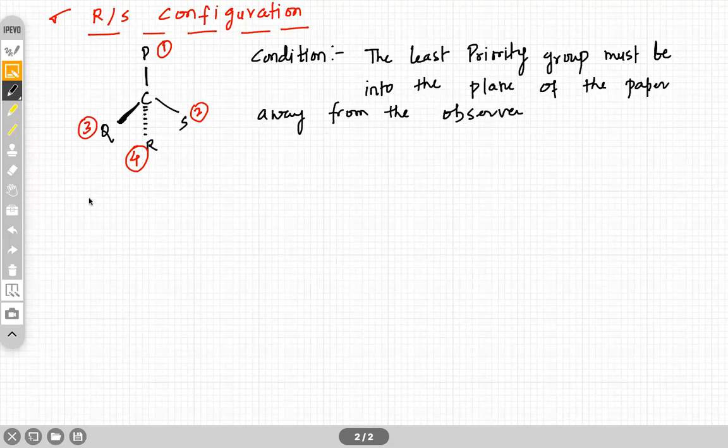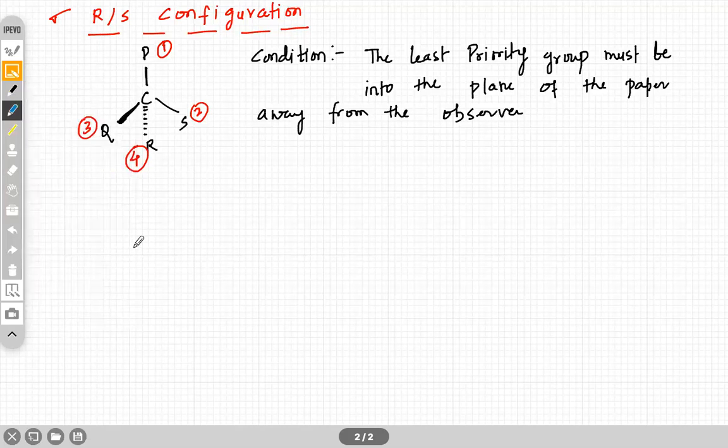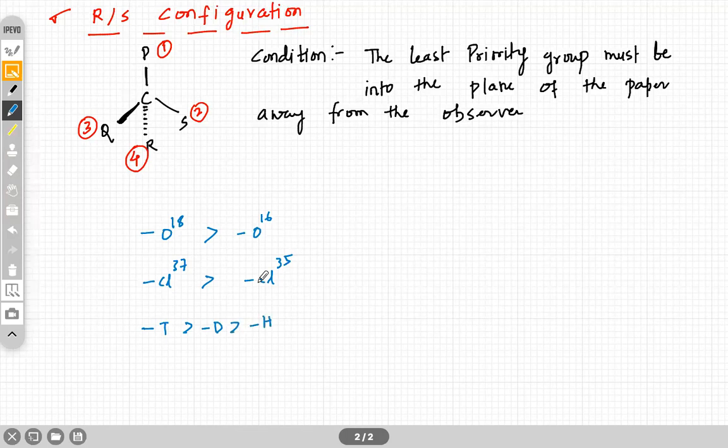Like if you have these isotopes present, for example, write down for the second point, oxygen 18 and oxygen 16. The priority of 18 will be more than 16. Chlorine 37 has more priority than chlorine 35. Tritium, deuterium, and then hydrogen, protium. This is what we do in case of isotopes.